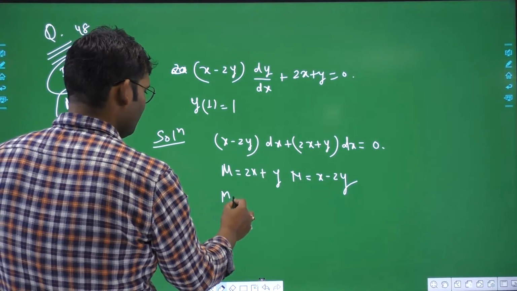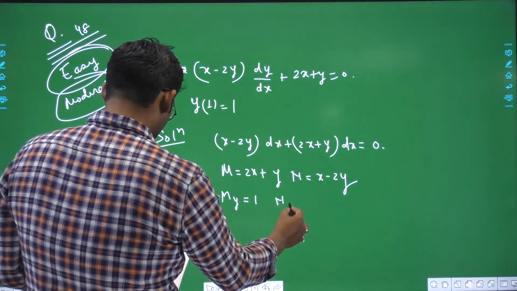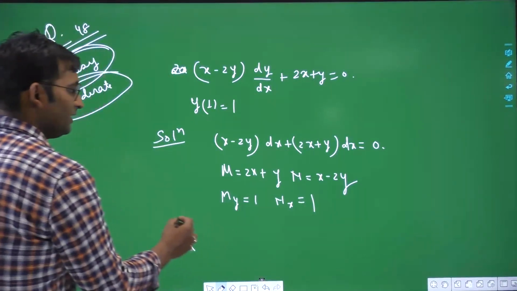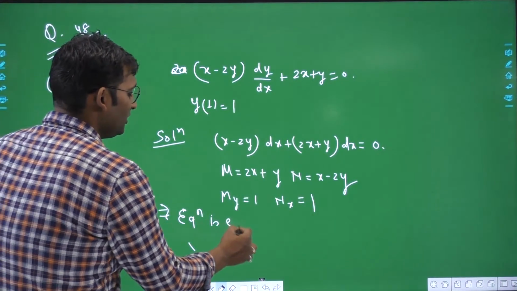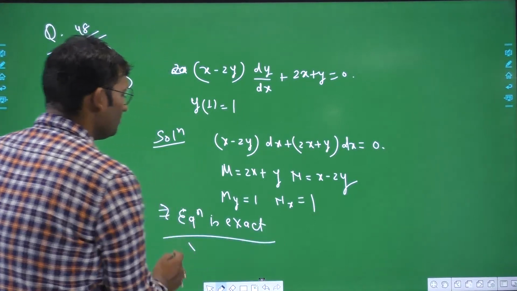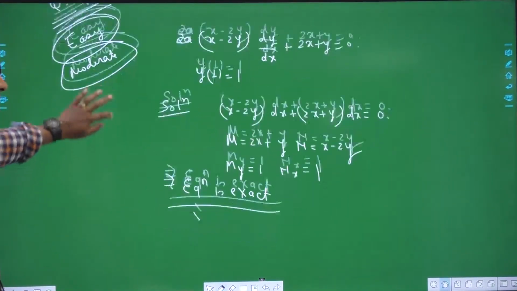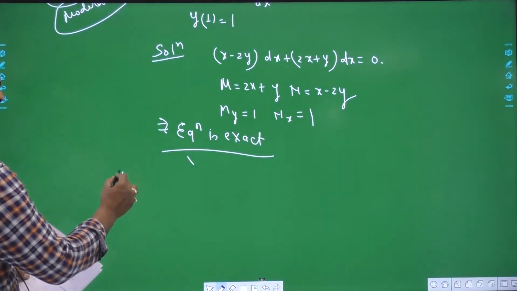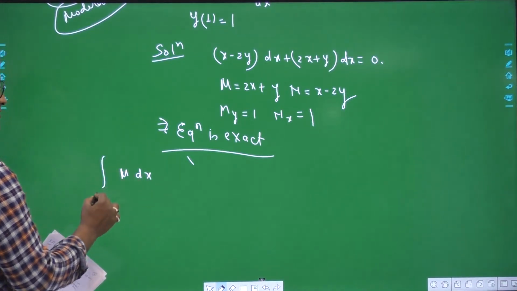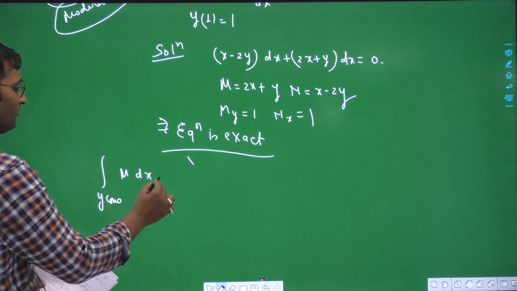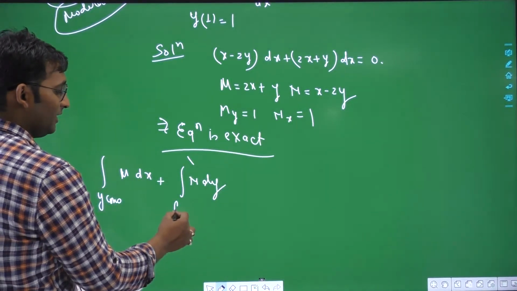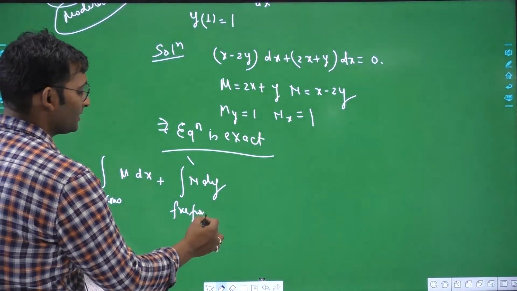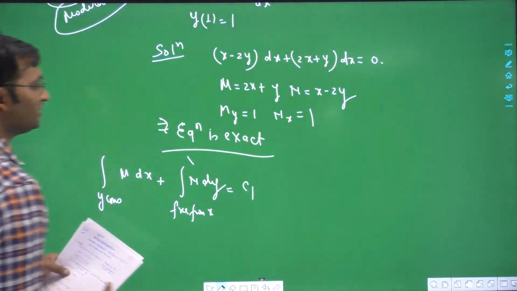So M_y is equal to 1. N_x happens to be 1. That implies your equation is exact. So whenever your equation is exact, you can simply integrate M with respect to x, keeping y constant. This is a shortcut rule that I'm using, and you can integrate N with respect to y, all those terms which are free from x, and equate it to some constant, let's say c1.